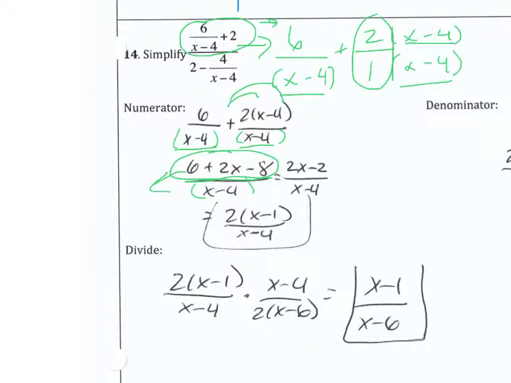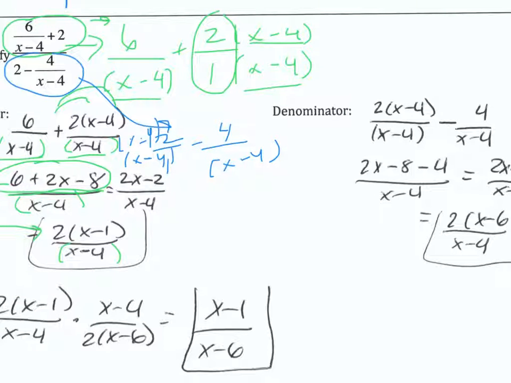And when we simplify that, we have 2x minus 2. We can factor out a 2. And so that's what we wrote right here. And then the denominator was x minus 4. Nothing cancels. Remember, we can't touch this 4 and 2 because the 4 is in parentheses.